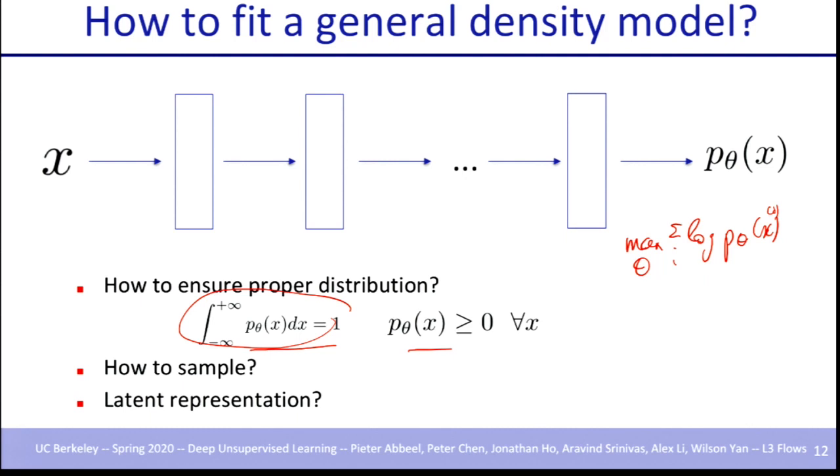Then the other challenge we need to think about is how to sample. Here I drew it with x coming in and p theta of x coming out. Well, that's not exactly a mechanism for sampling, so we need to think about that. And then hopefully there'll be some latent representation, which is also not really clear how to get out here. Let me pause here for a moment, because the next slide is going to introduce the main concept and make sure that the challenges are clear.